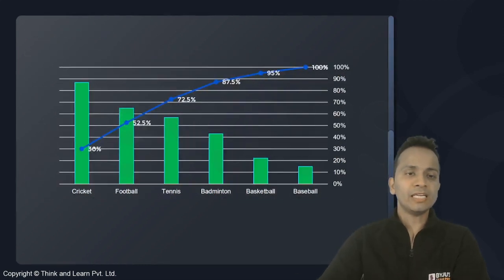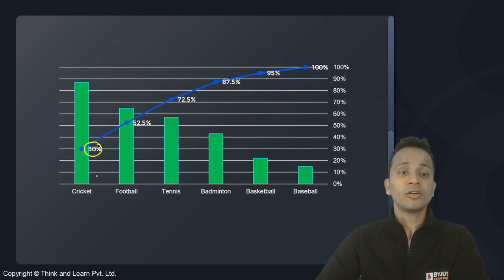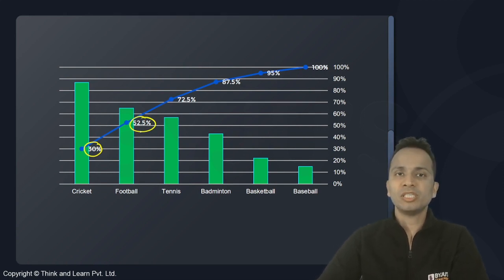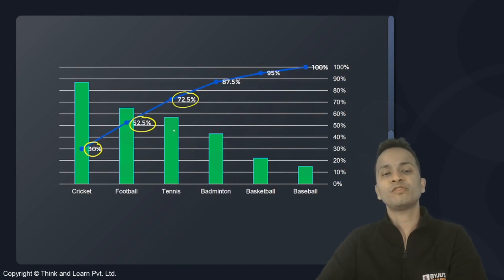So looking at this line graph, cricket is 30 percentage. Cricket plus football will be 52.5 percentage. All right. So if I want to calculate the percentage for football, it will be 52.5 minus 30, that is 22.5 percentage. Similarly, cricket plus football plus tennis is 72.5%. So from this, if I remove the previous value, which is 52.5, it will give me the percentage for tennis.